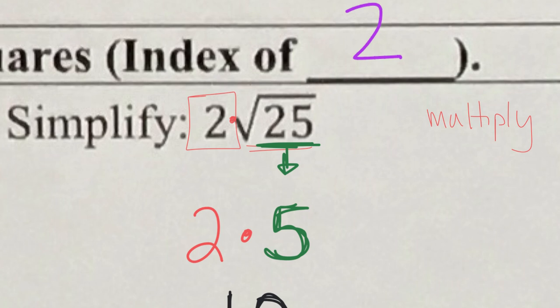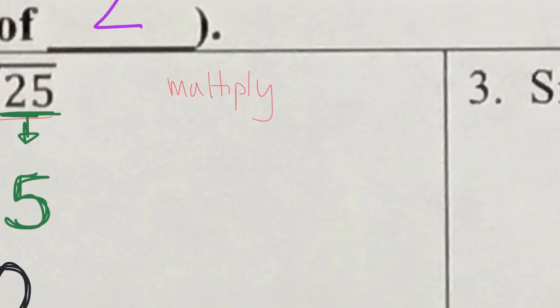Okay, so when we don't see an operation symbol, right? There's no plus, there's no minus, there's no divided by. If you don't see an operation symbol, you are to understand that it is a times or a multiply symbol.